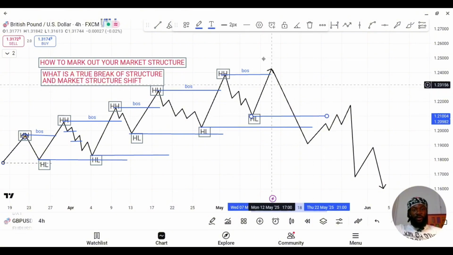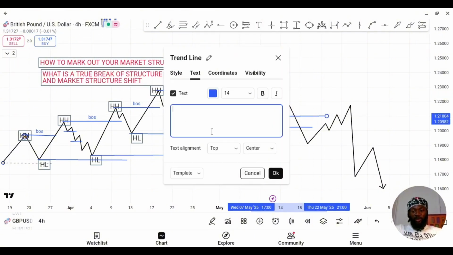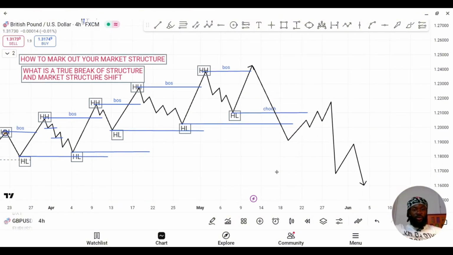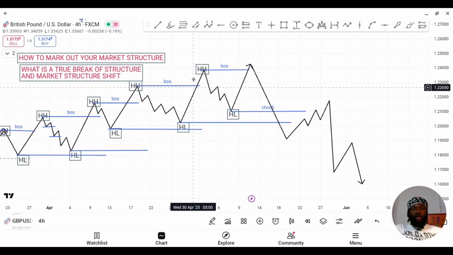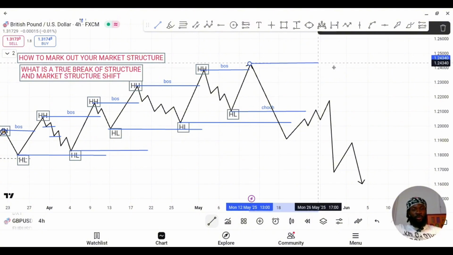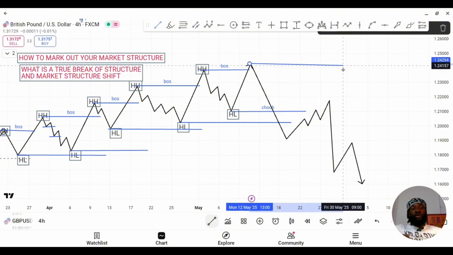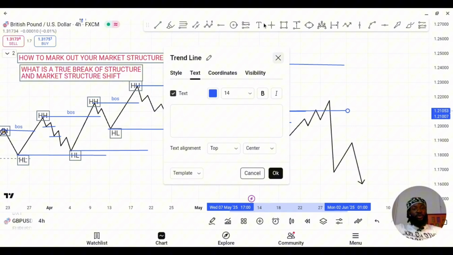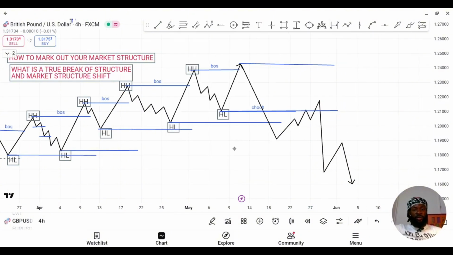We have a code, let's call it a change of character. Let's call it a change of character, which is market structure shift, anyhow you wish to call it. Now this is our higher low. Sorry, this is now our lower high. Lower high, and you get the point now. Just follow the reading, simple as ABC.